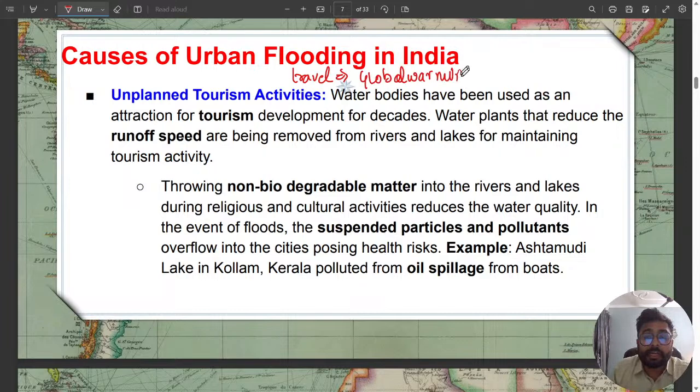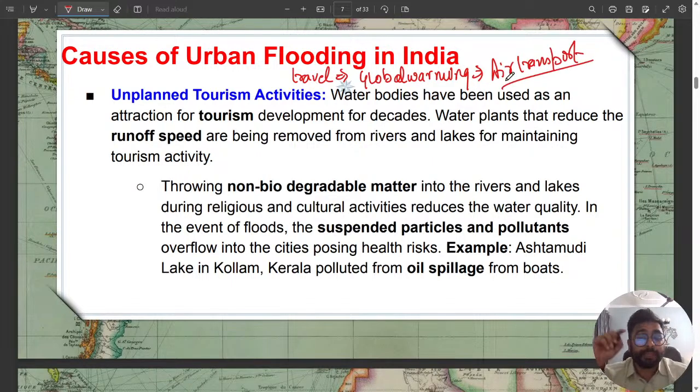Because air transport, guys, is one of the highest emitters of greenhouse gases and other types of pollutants in the air. So this is why unplanned tourism and all these activities are also responsible for urban flooding as a concept.